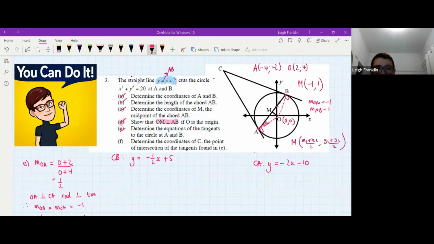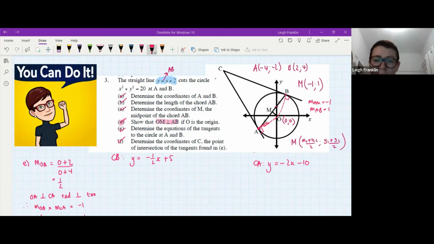We can move on. Okay, so now last question, question F. Determine the coordinates of C, the point of intersection of the tangents found in E. All right, so now how are you going to work out the coordinates at C, Matrix? Think about what you've just done and how that can help you.